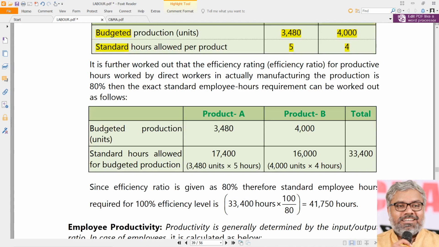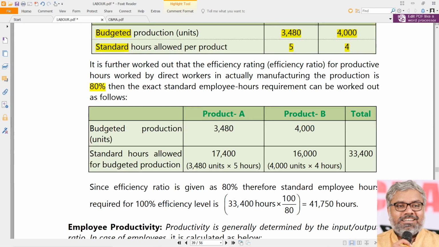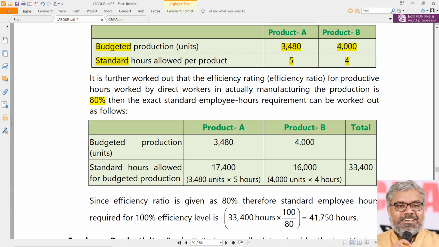Now, further, they have identified that the efficiency ratio for productive hours worked by direct workers in actually manufacturing is around 80%. Means what? The workers manufacturing product A and B are actually only 80% efficient. If they were 100% efficient, they would have taken 5 and 4 hours. But because they are only 80% efficient, they will take more hours than 5 and 4, right?